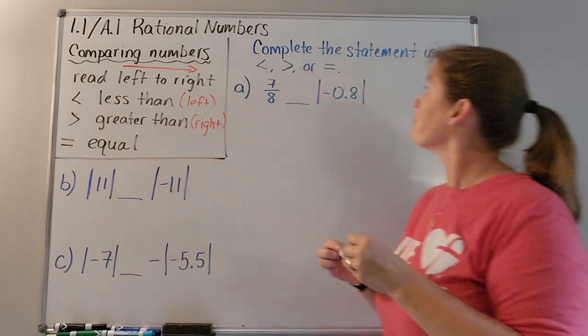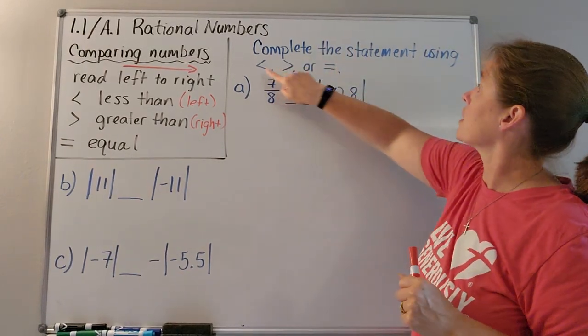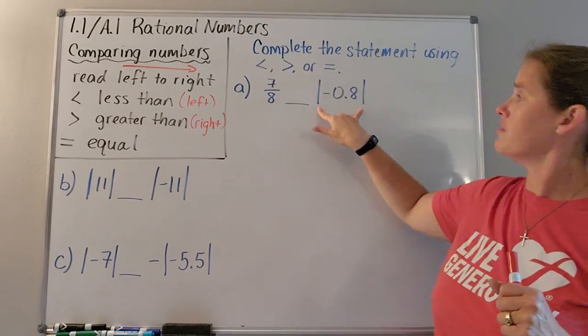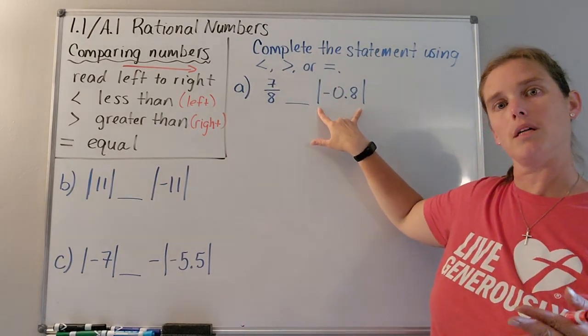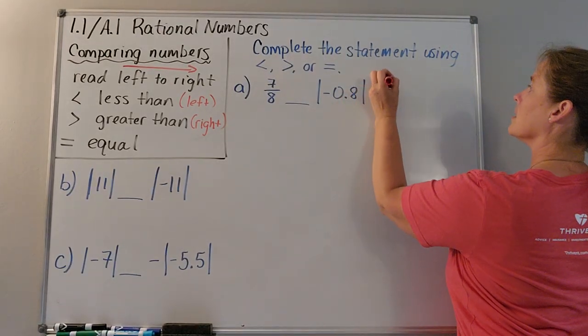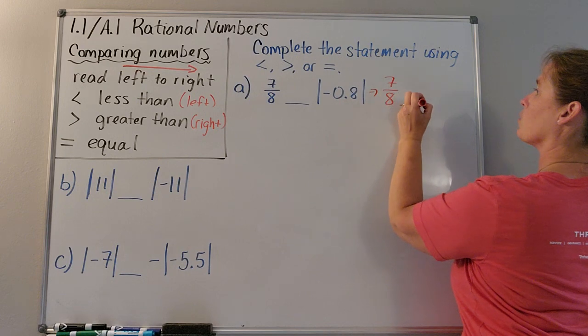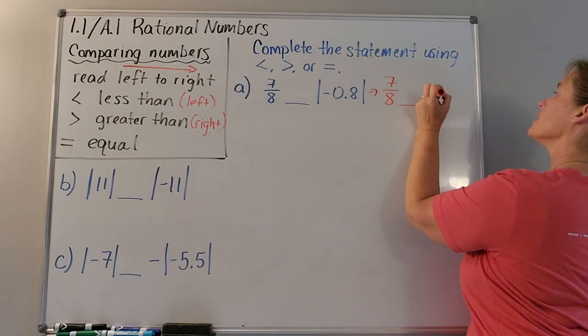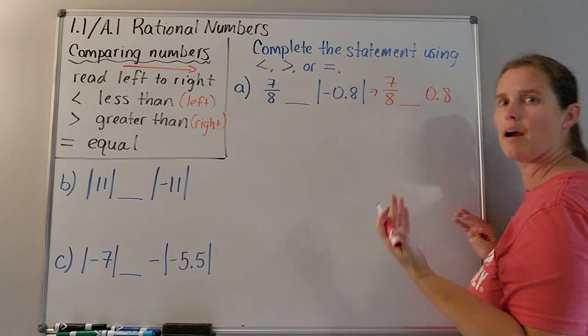All right, now we need to complete the statements using less than, greater than, or equal. Now you notice there's an absolute value symbol here. So that's the first thing we want to take care of. We want to say, all right, 7/8 is what? What's the absolute value of -0.8? Oh, that's right, it's 0.8. So now how do we compare?